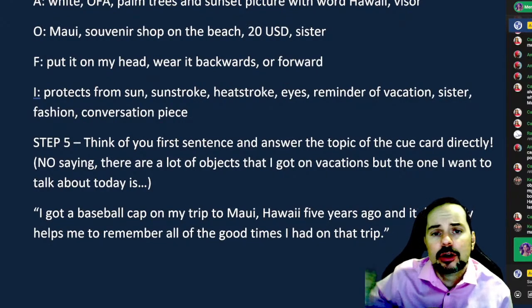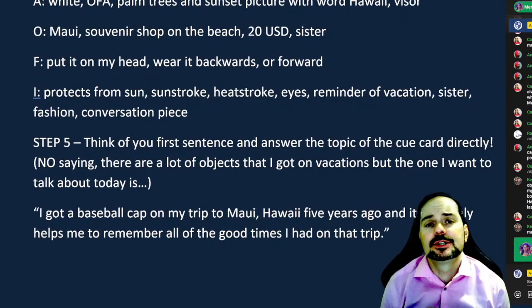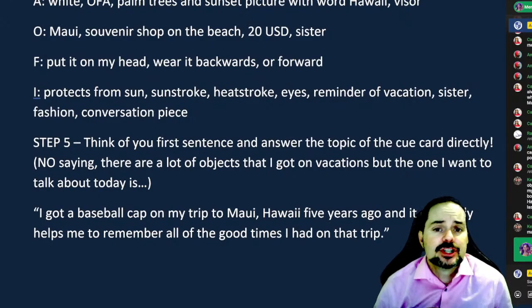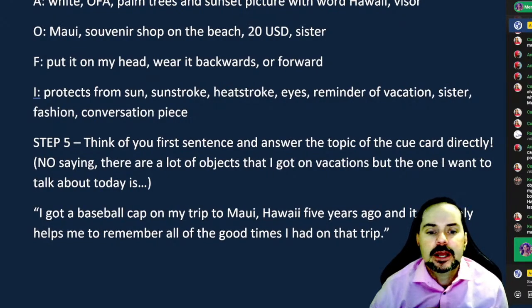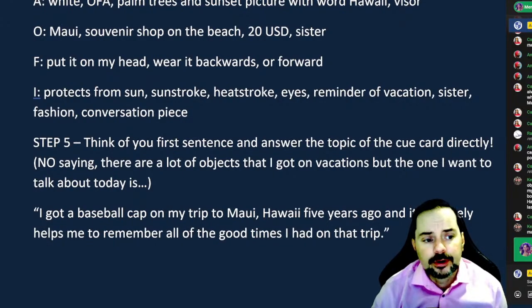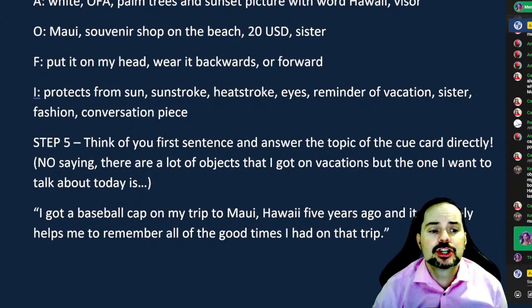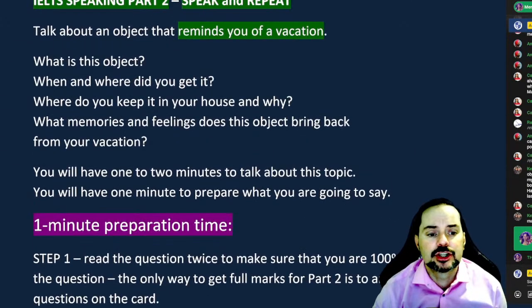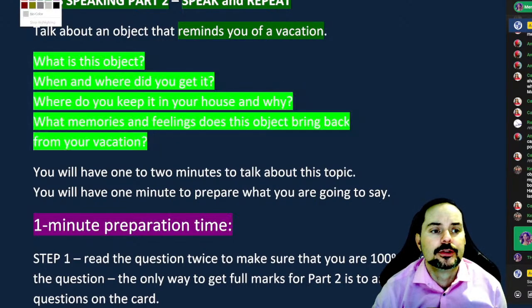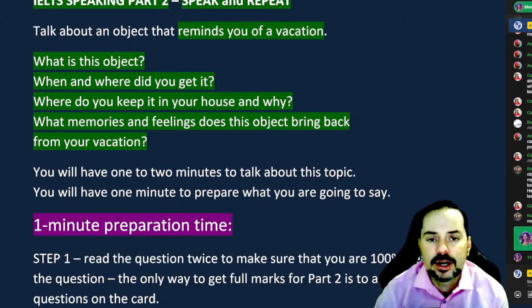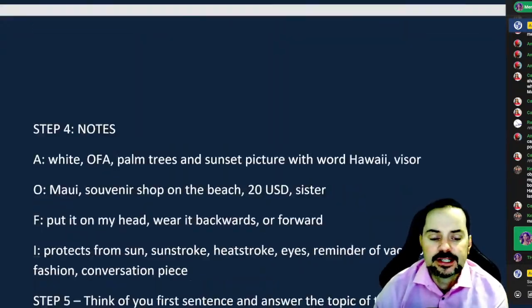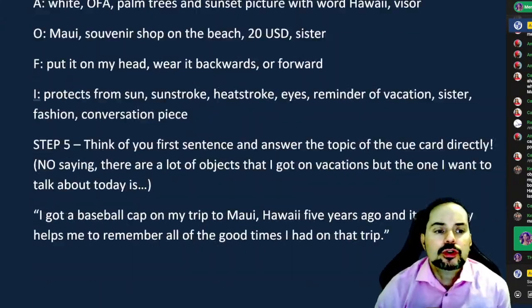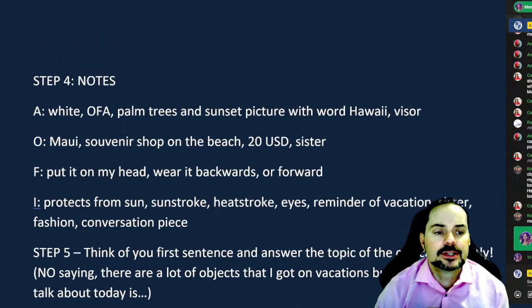So once I have all of this, the examiner will say, okay, your 1 minute preparation time is up. Please begin speaking. And then when you start speaking, you're basically just putting together in order appearance, origin, function, importance, and then you look at the cue card and make sure that you're answering all of these questions on the cue card and not missing any of those questions. And you want to do that in the first 90 seconds. Okay. So using our notes here, students, give me some sentences.